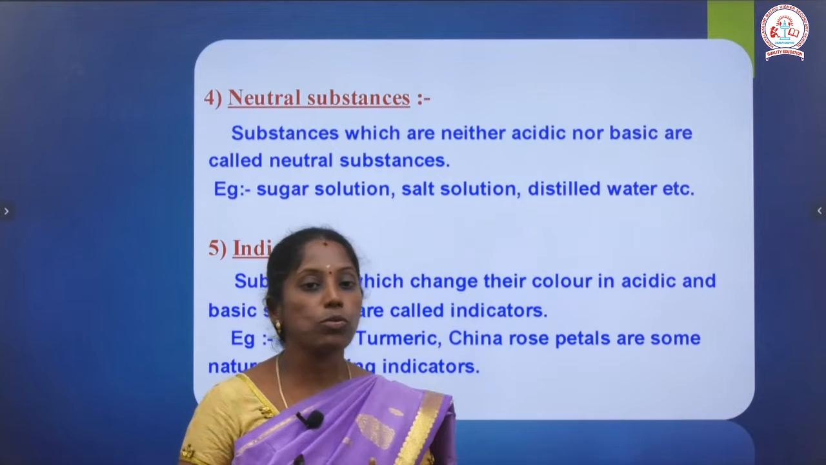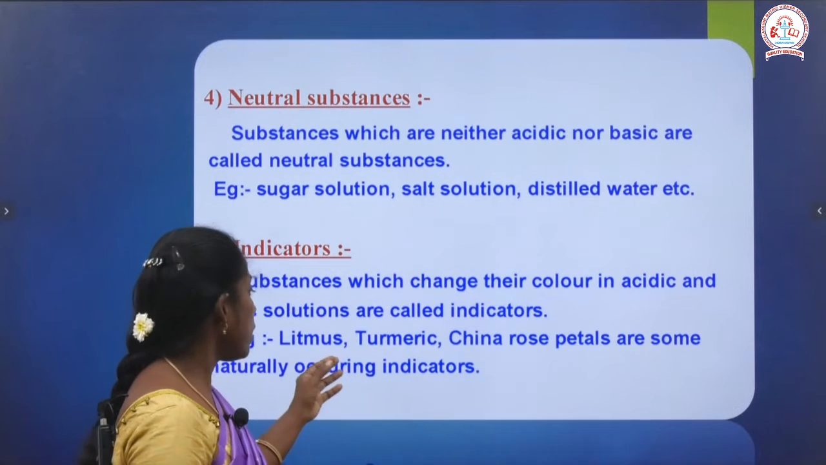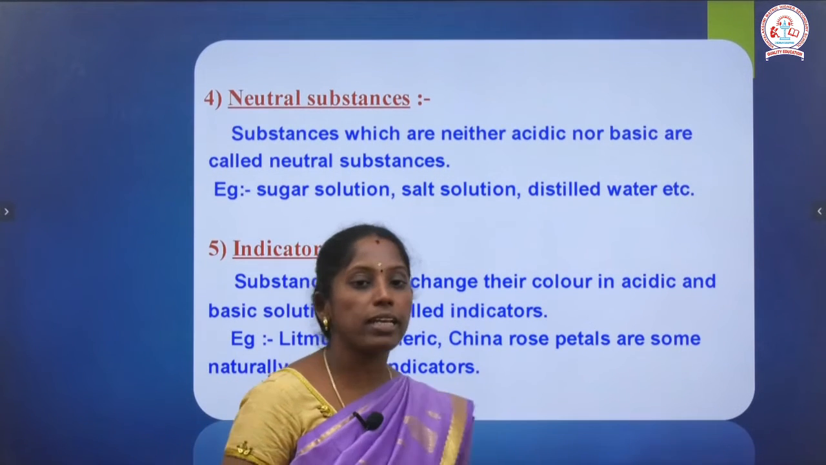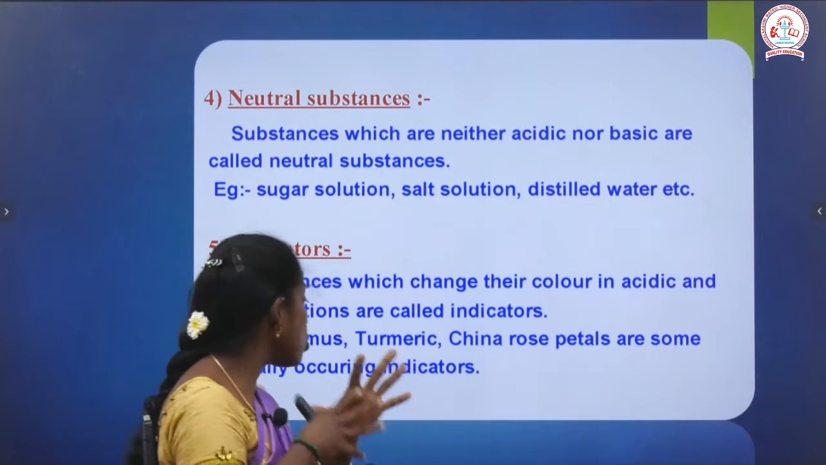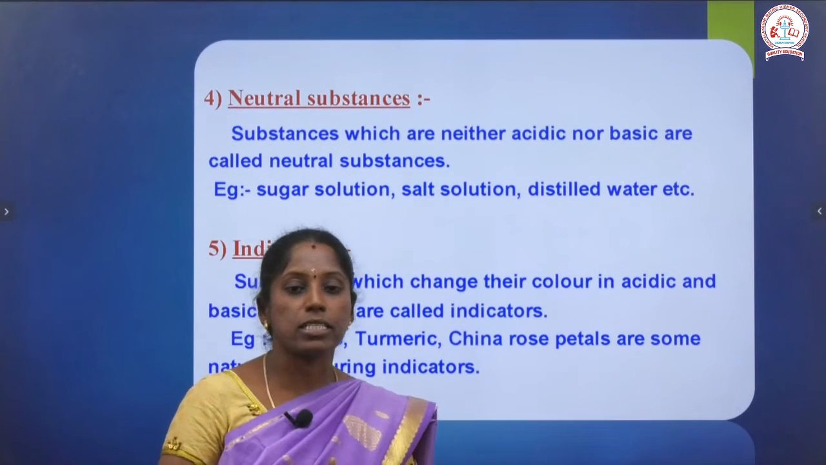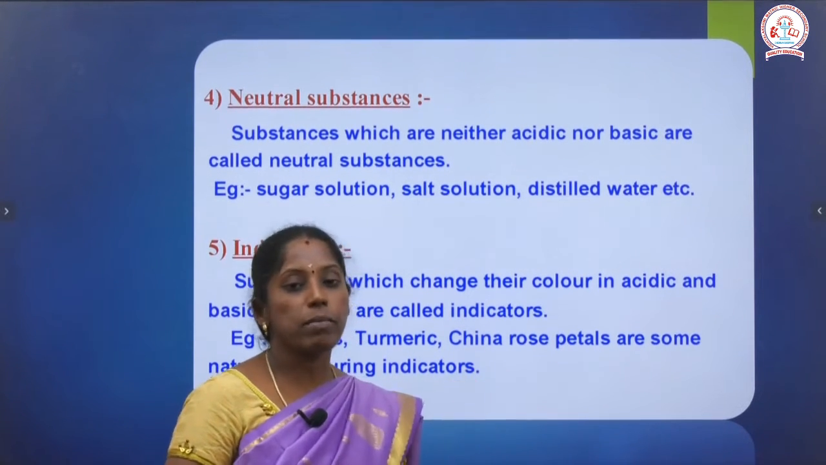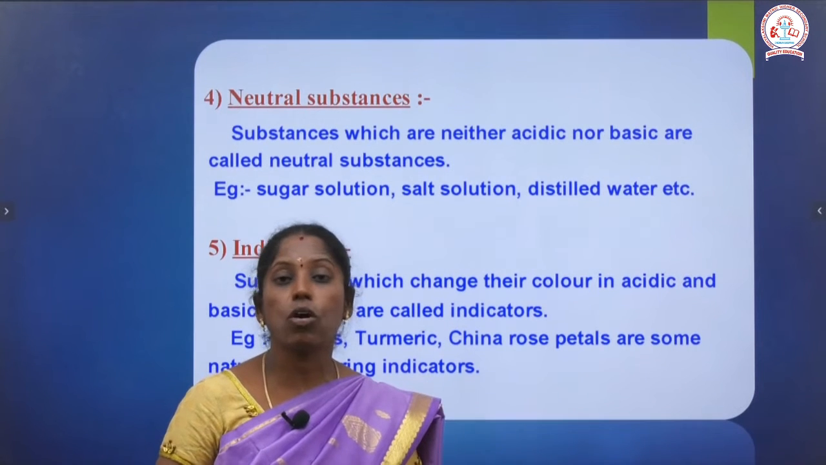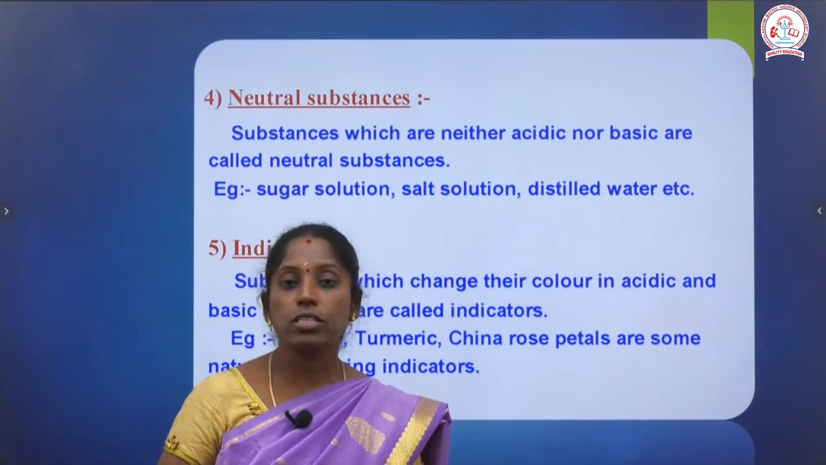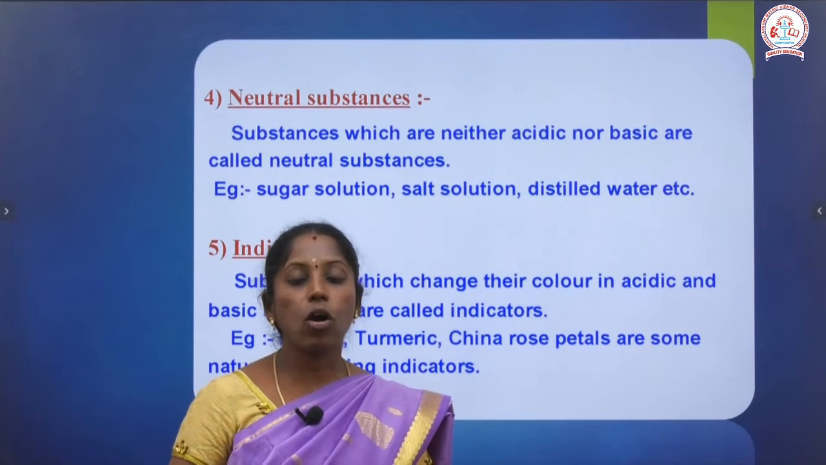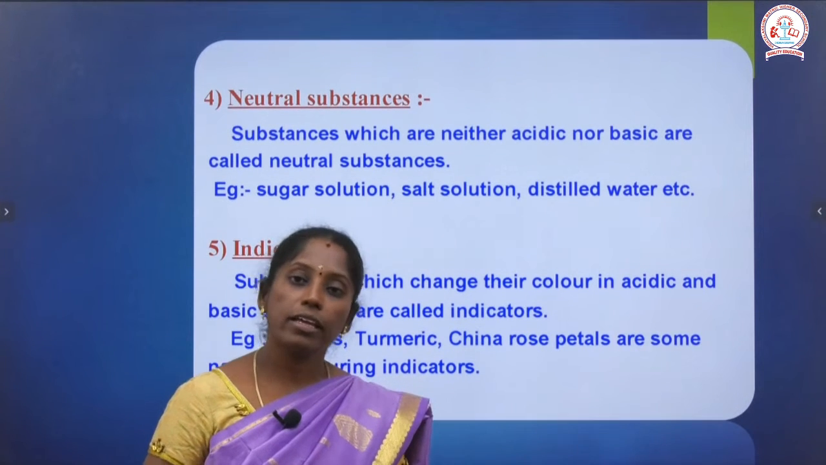What indicators do we use here? Turmeric, litmus, China rose petals, and these are all called natural indicators. We get them from plants. First one is litmus, second is turmeric, which we use at home itself. China rose is also obtained naturally. So these are all natural indicators.